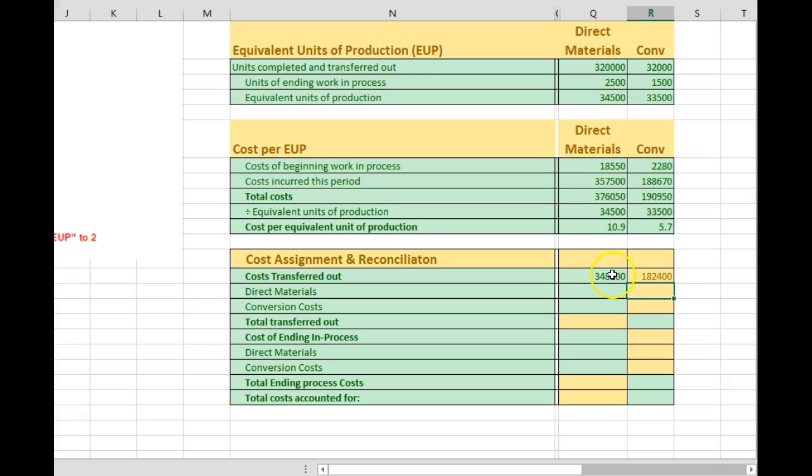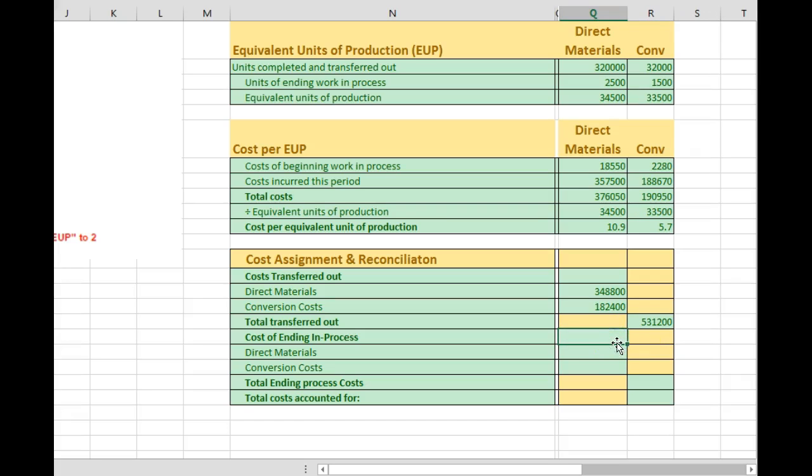So I messed that up, guys. Forgive me here. This comes down. Here, go here. It's 348,800 and 182,400. And you only want to be in the green spaces. I'm still messing it up, aren't I? Let's try that. This gets to be green again. So, there you go. Now what's your total transferred out? So your total transferred out should be 531,200.